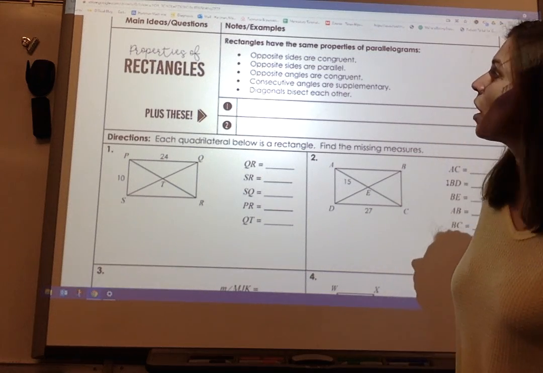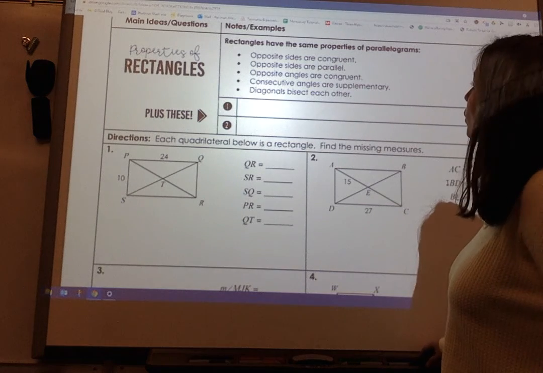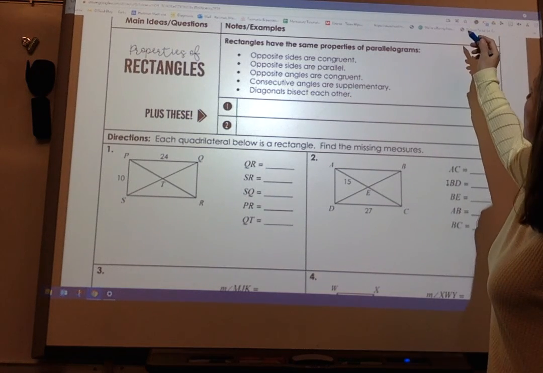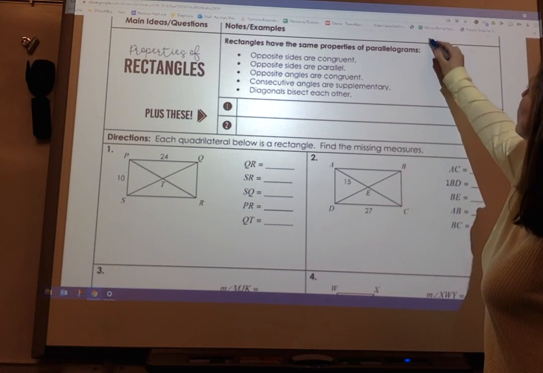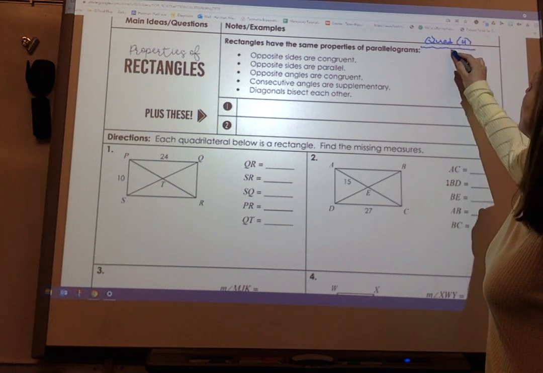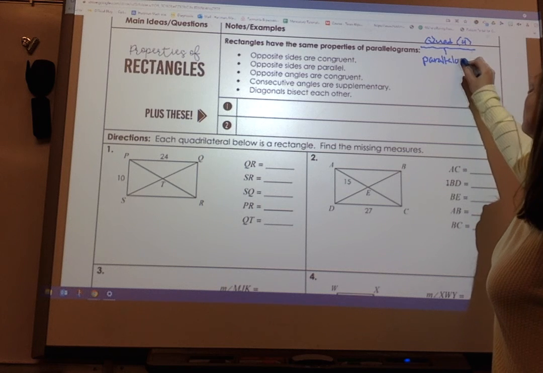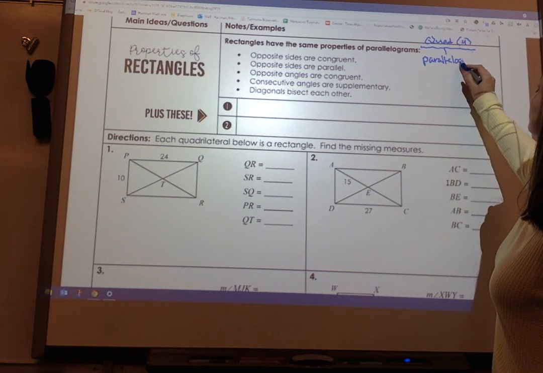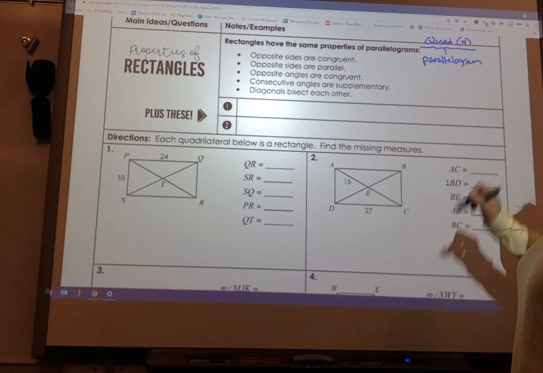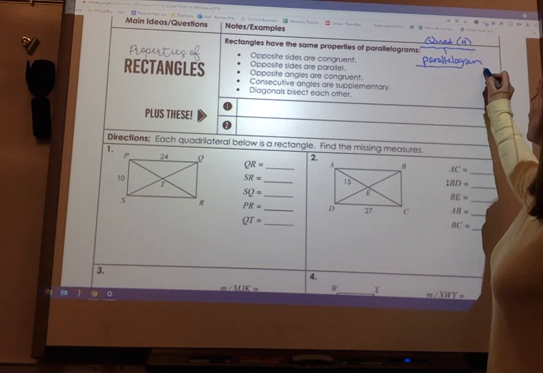So in this lesson, we're talking about the properties of a rectangle. We're talking about quadrilaterals. Quadrilaterals are four-sided figures. And we talked about a parallelogram being a special quadrilateral. Okay, so now when we talk about parallelograms, we can get into a range of everything.